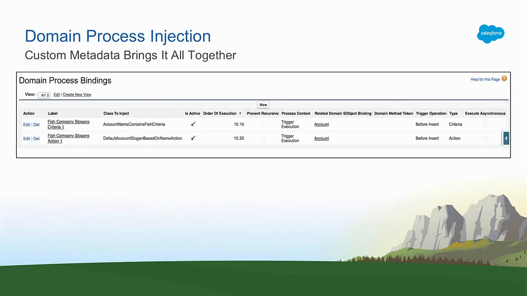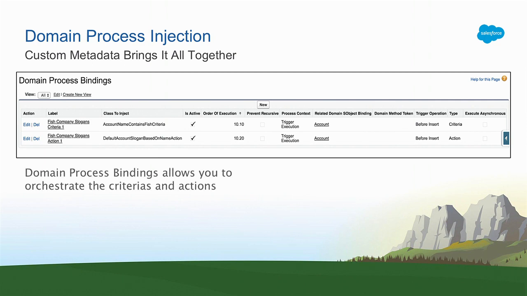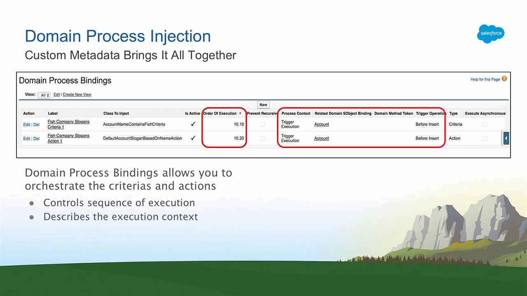Now, what brings this all together is a custom metadata record. This one's a bit more complex scenario. The domain process bindings allow you to orchestrate criterias and actions together to form a single logical domain process. You control the sequence of events, so it sorts these binding records in the order of execution order. You control the execution context. So with this framework, you can deal with some sort of trigger type execution on the account, maybe before insert, maybe before update, whatever you're looking at.